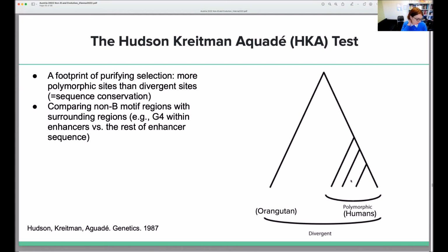I'm sure many of you are familiar with this test, but the idea here is that this test can identify the footprint of purifying selection, in which there are more polymorphic sites than divergent sites, indicating sequence conservation. And what we did here is that we compared the ratio of diversity to divergence for non-B DNA motifs versus surrounding regions, okay? So, for example, we compared G quadruplexes within enhancers versus the rest of the enhancer sequence, just to keep the functional category the same.